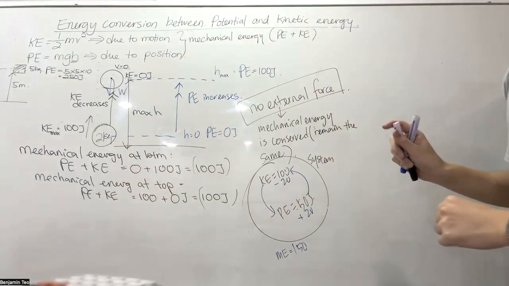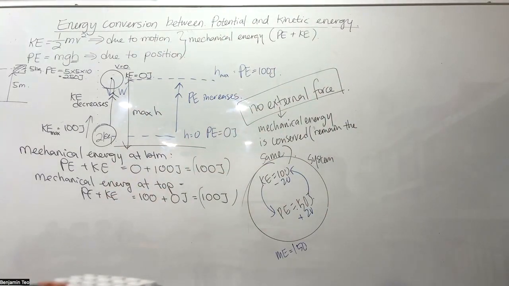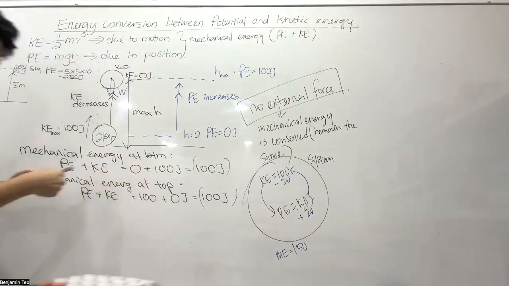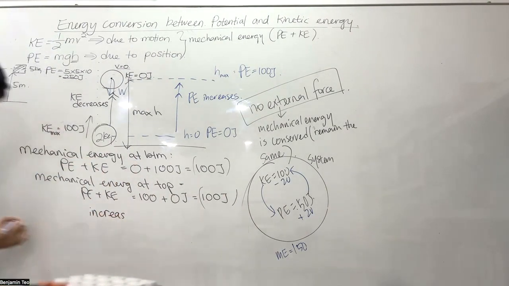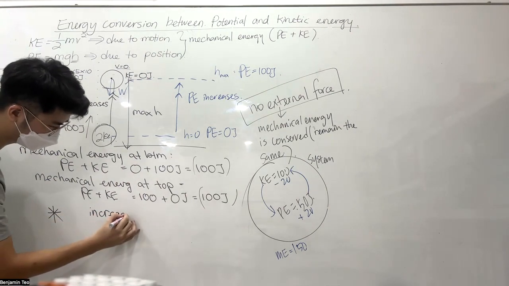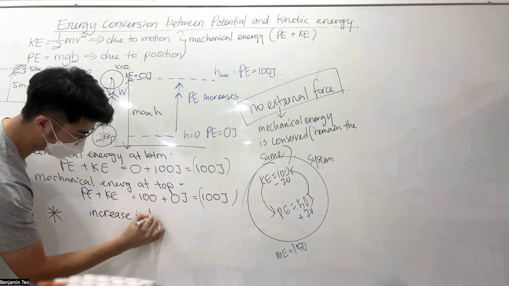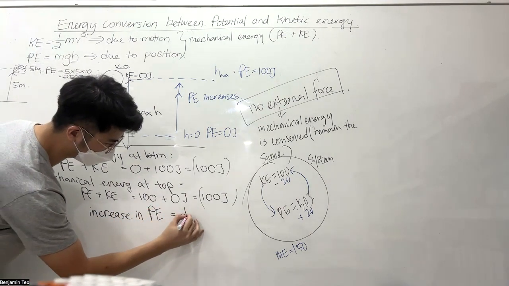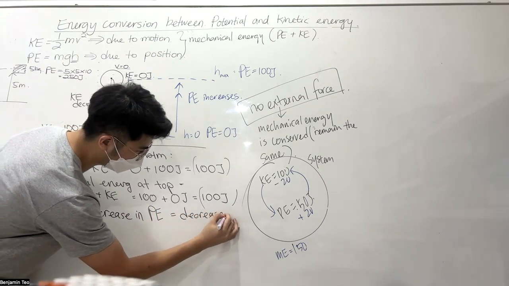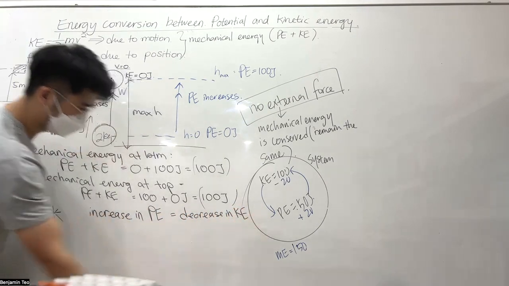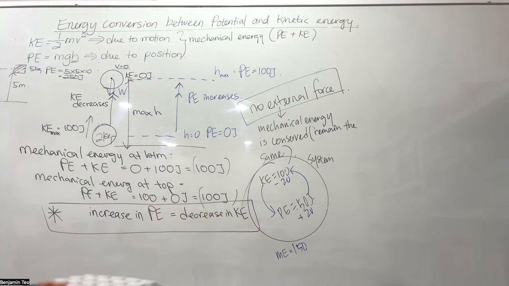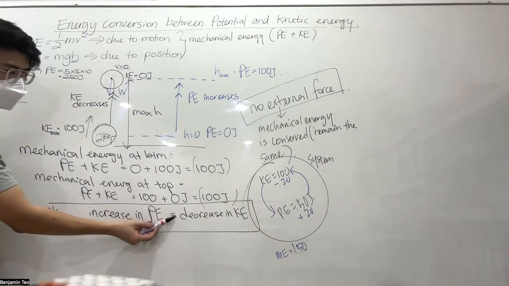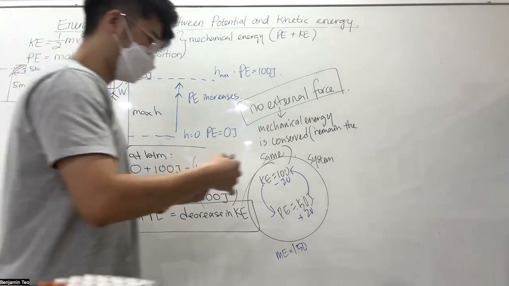Okay. So from here, we say, this is the conclusion: increase in PE is equal to decrease in KE. Or how to put it, increase in PE equals decrease in KE, right?